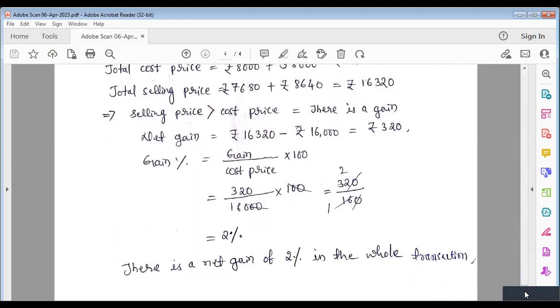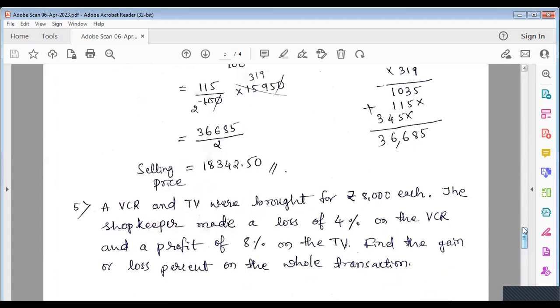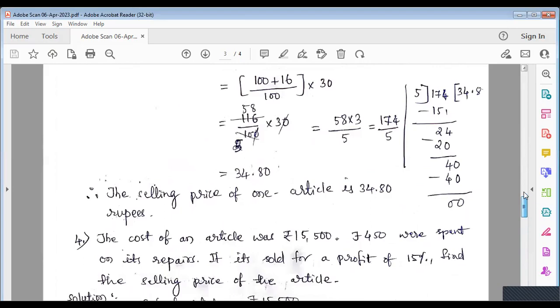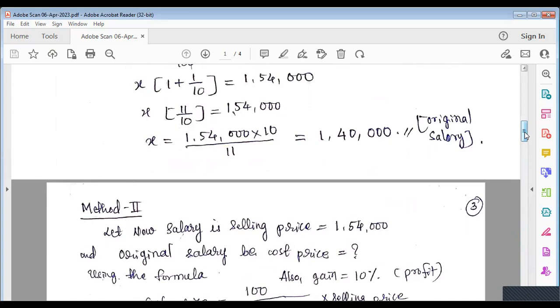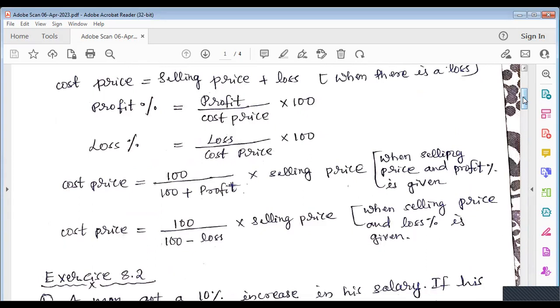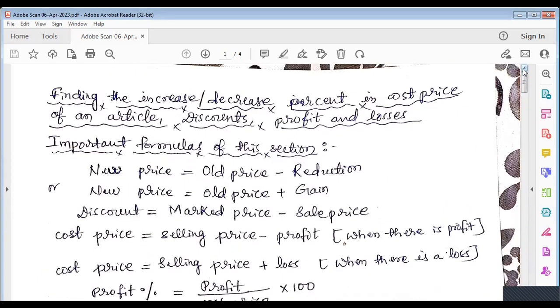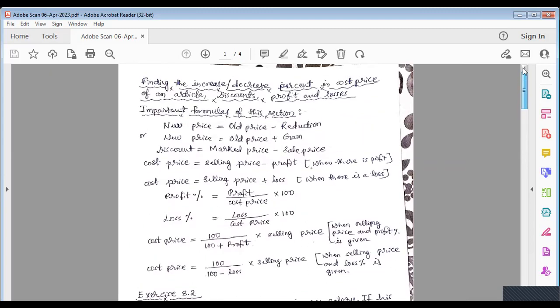Still we are just in the fifth problem. I think it is the fifth problem. Still another 5 problems are there in this exercise, and in the next session I will solve all the remaining 5 problems. And these are the very important formulas you have to keep in mind. And thanks for listening.